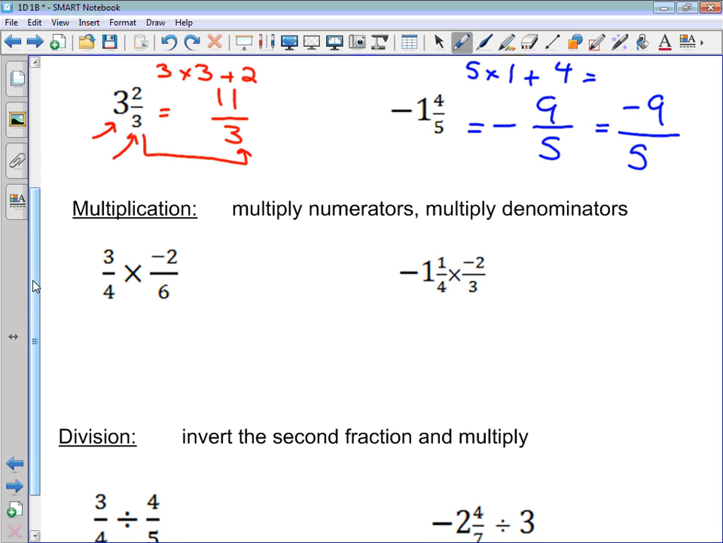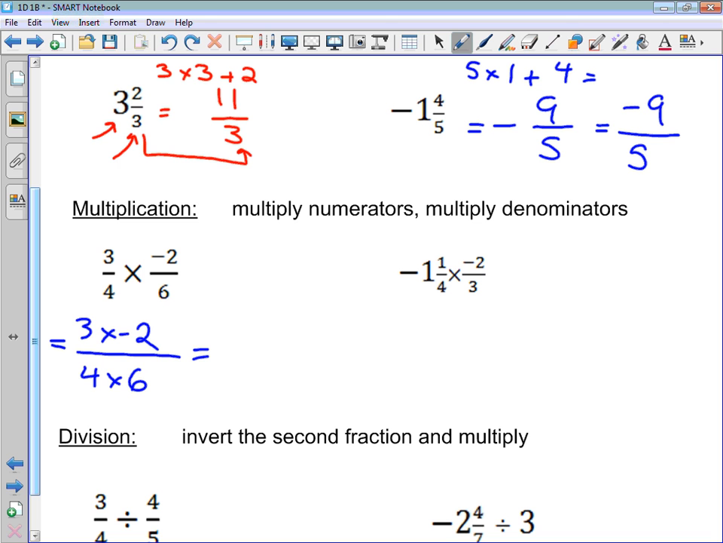Okay, so now we want to look at how you multiply and divide fractions. So multiplication is pretty straightforward. You just multiply the two numerators together and then multiply the two denominators together. So if I've got 3 over 4 times negative 2 over 6, I'm going to multiply my two numerators, 3 times negative 2. And I'm going to multiply my two denominators, 4 times 6.